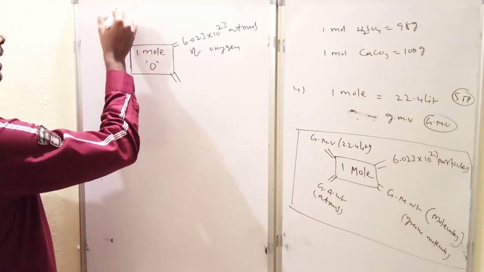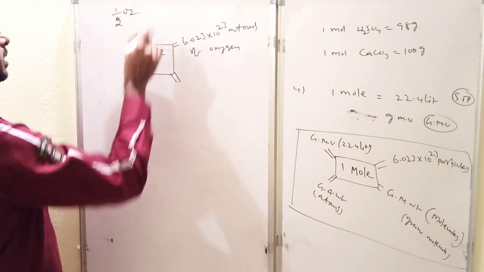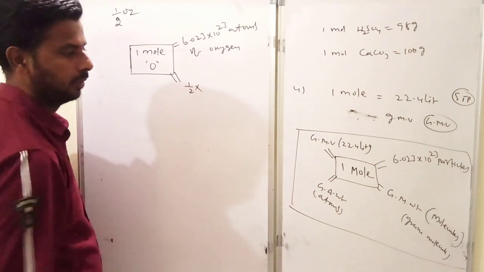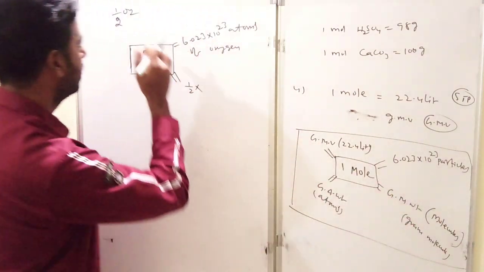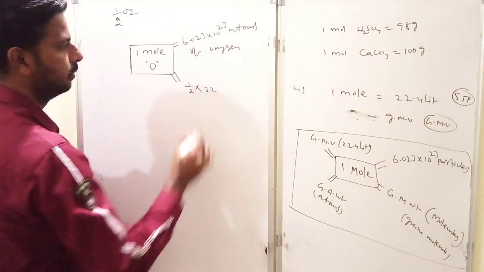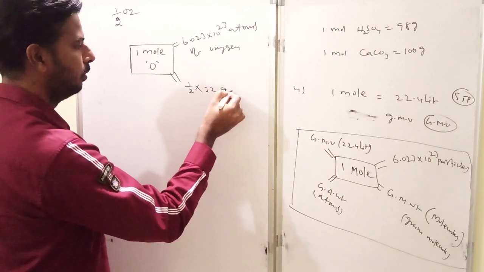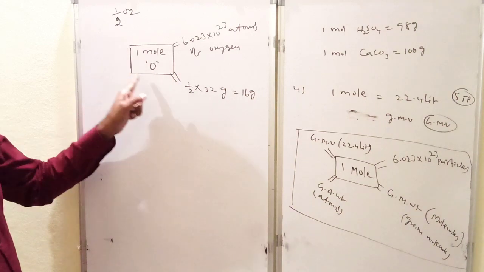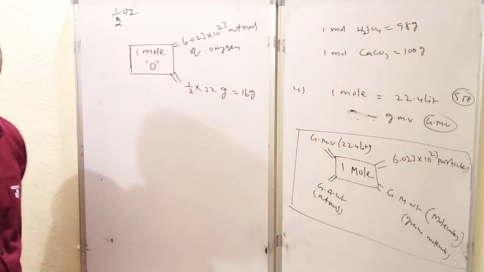Suppose O, if you write it as half O2, then this is O only again. That is what we can write, it is half into gram molecular weight. What is the molecular weight of O2? 32. So half into 32 grams. What do we get here? 16 grams. So 1 mole of O equals 16 grams.